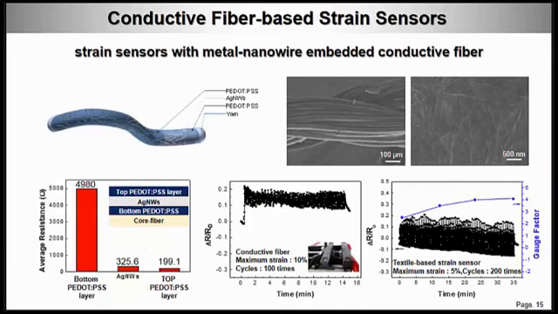To enhance the gauge factor of the conductive fibers, we then tried a combination of silver nanowire and PEDOT:PSS layer. After the silver nanowire is coated, the electrical resistance decreases over 15 times compared to the case where only PEDOT:PSS was used. And it shows good sensing characteristics and exhibits high gauge factors, as shown on the right side.